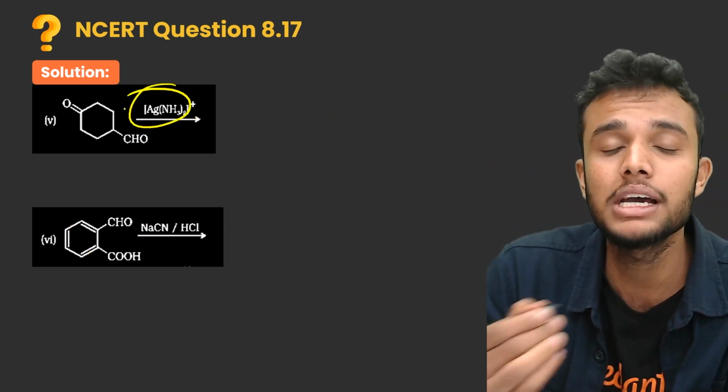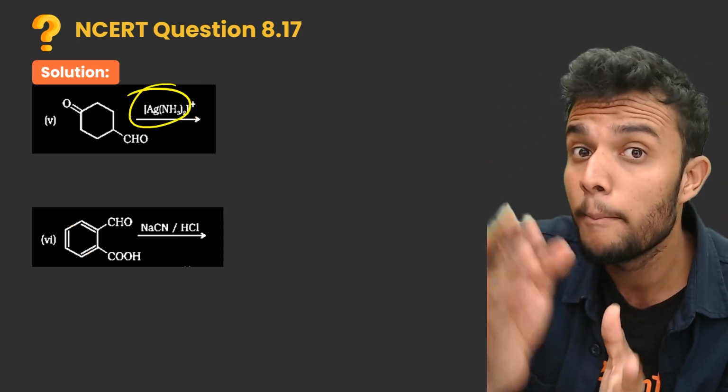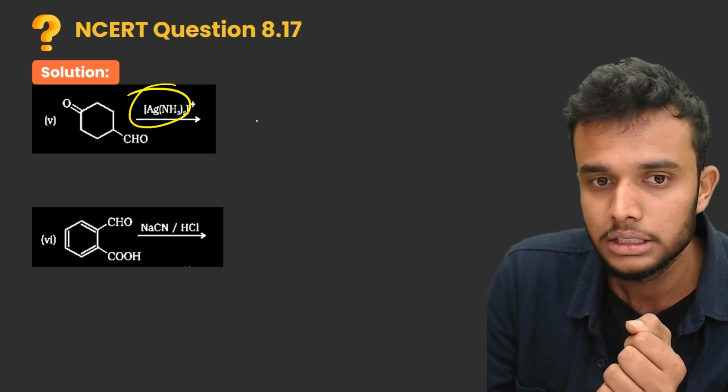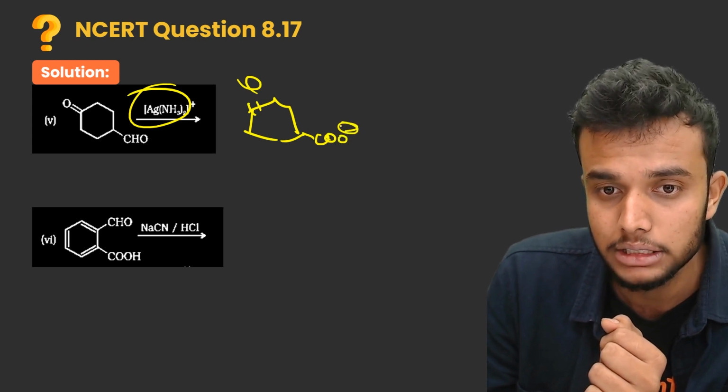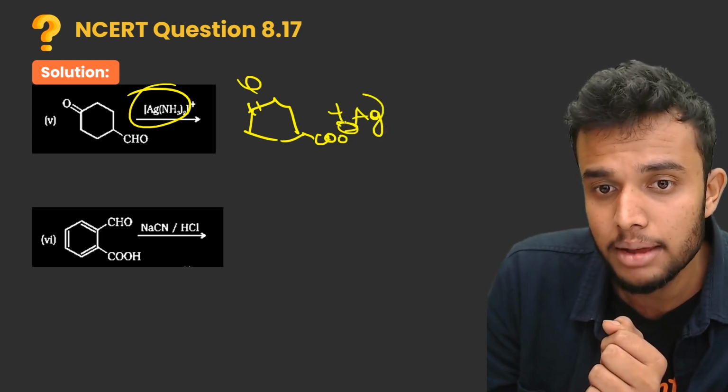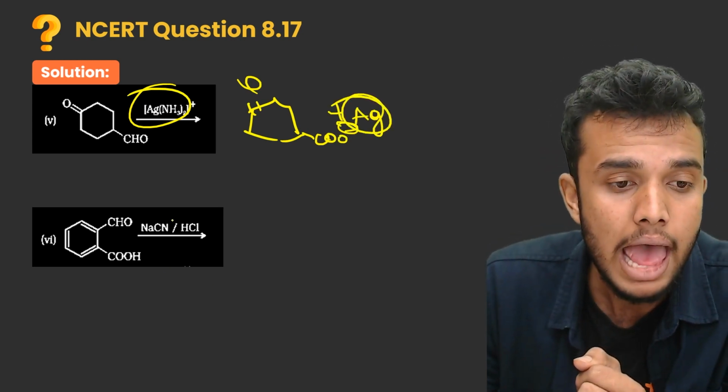We are already familiar with this Tollens test. What happened here? A silver mirror is formed and the COO minus ion is formed. Right? Let's move on to the next one.